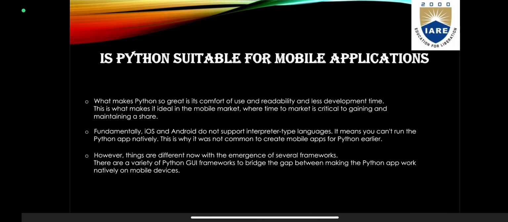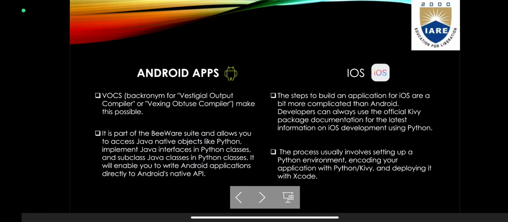The emergence of several frameworks. There are a variety of Python GUI frameworks to bridge the gap between the making Python app work natively on mobile devices. There is a difference between the Android apps and iOS app using Python. Tools like BeeWare make this possible for Android apps.